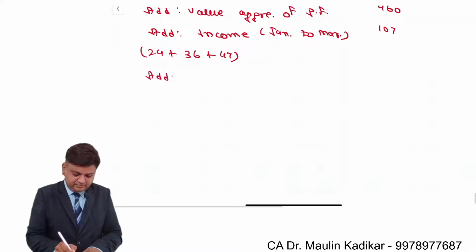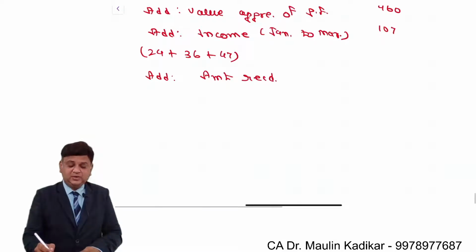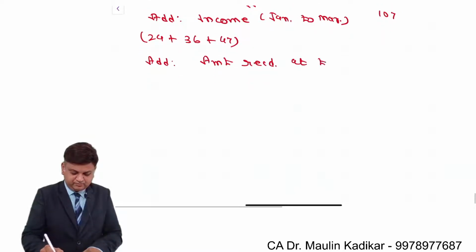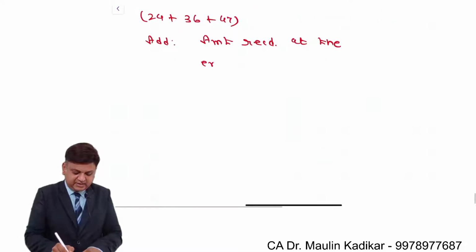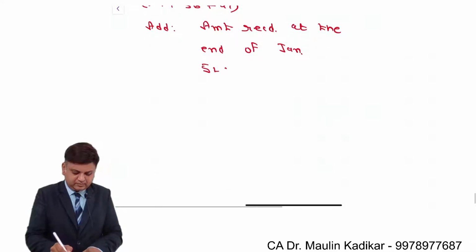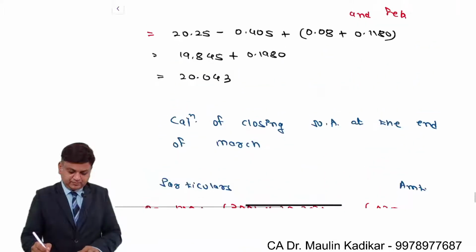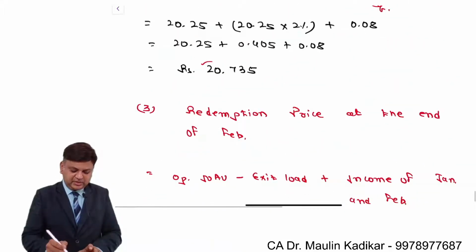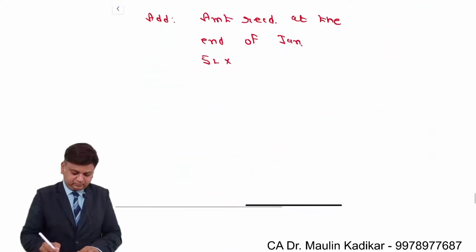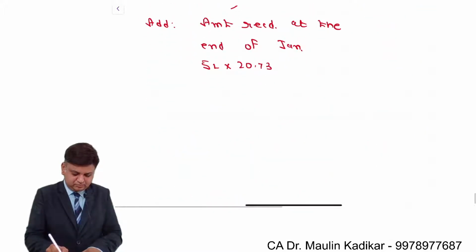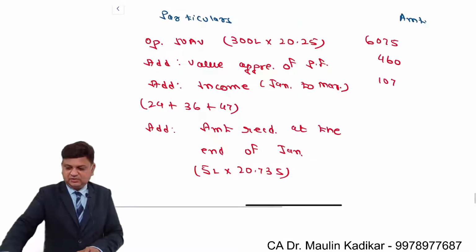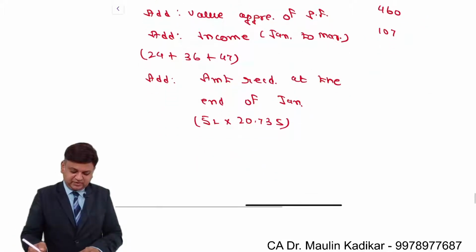Again add amount received at the end of January. 5 lakh units into what is the issue price? 20.735. This is the amount received. 5 into 20.735. That comes to 103.675.